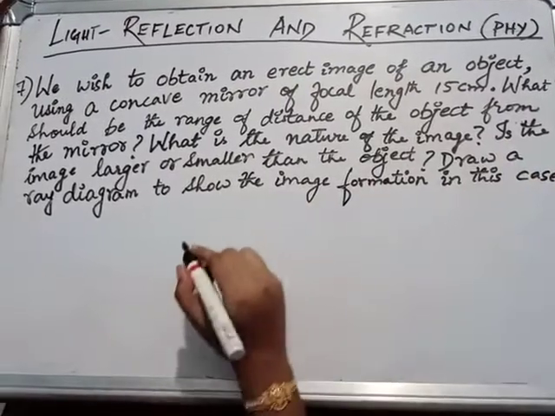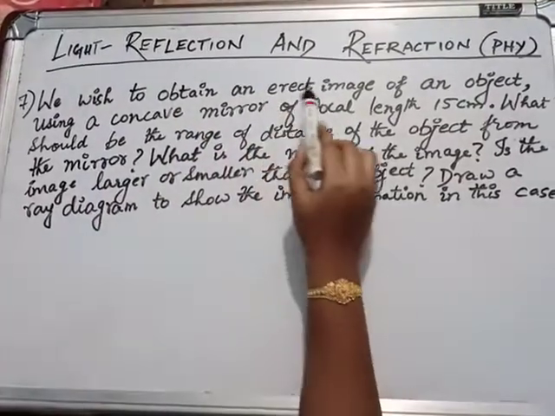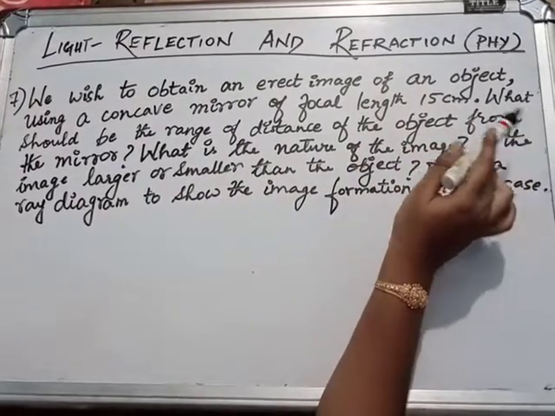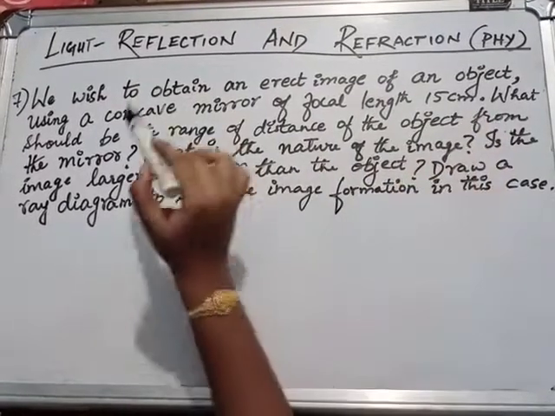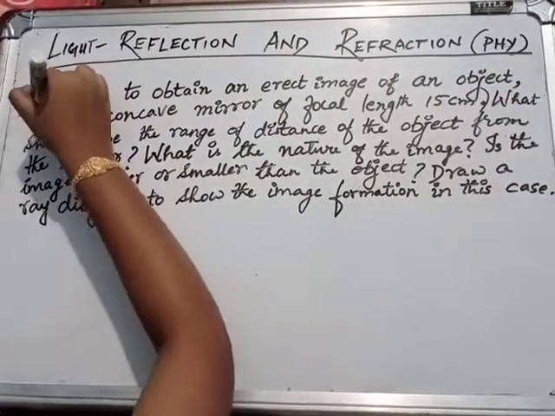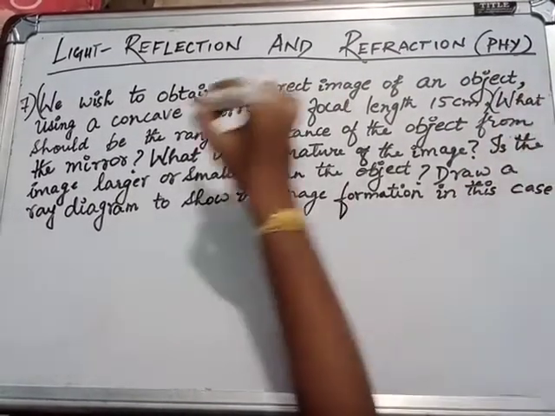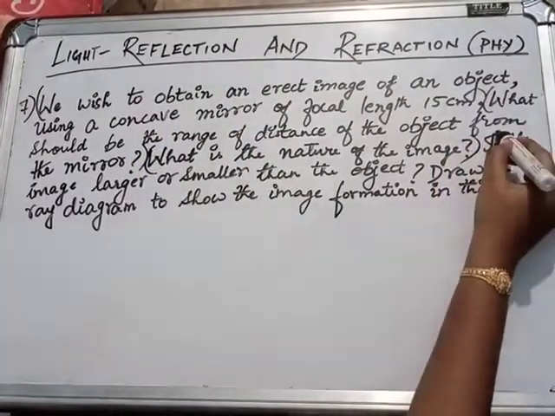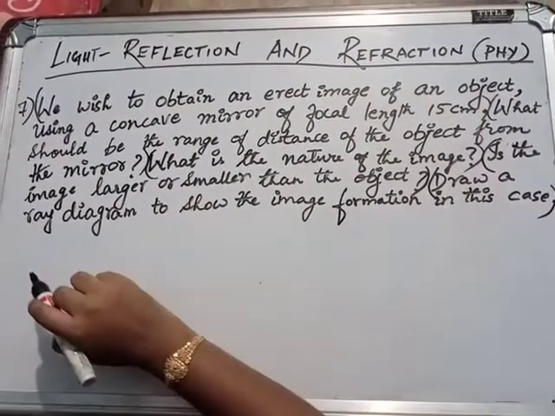So the question is this big. Let me read the question again. We wish to obtain an erect image of an object using a concave mirror of focal length 15 centimeter. What should be the range of distance of the object from the mirror? So the given part is this. This is given. Now asked. What is asked? First question is this. The second question is this. The third question is this. And finally, this is our next question.